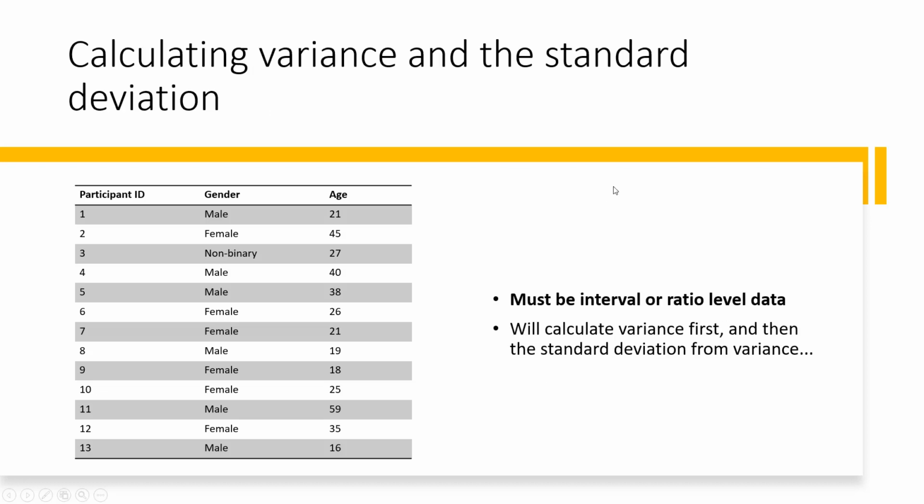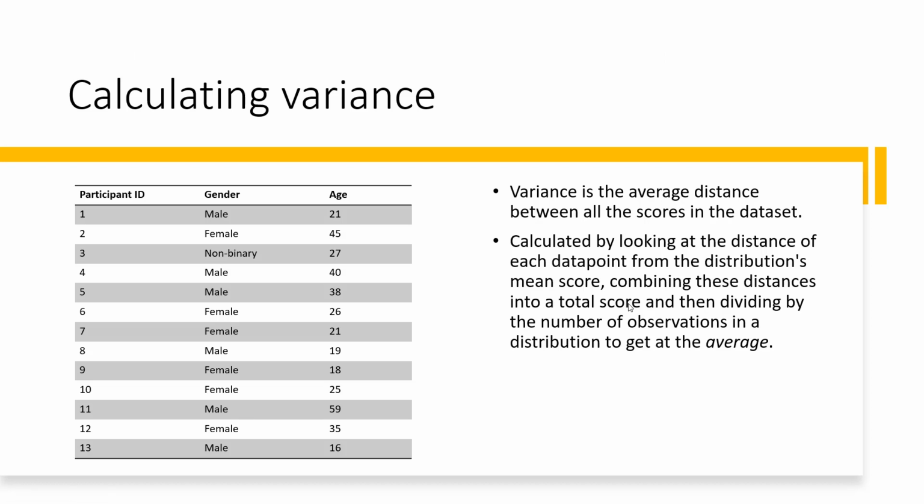In terms of calculating variance, this must be a continuous level variable, which age is, so it has to be either interval or ratio level. We'll look at how you calculate variance first, and then we'll look at something called the standard deviation, which is calculated from variance, and why that's so useful. So essentially, variance might seem like a very strange concept. It's quite abstract, but it's the average distance between all of your scores in the data set. So the more different the scores are in your data set from each other, the greater the variance. And there's a really useful video.